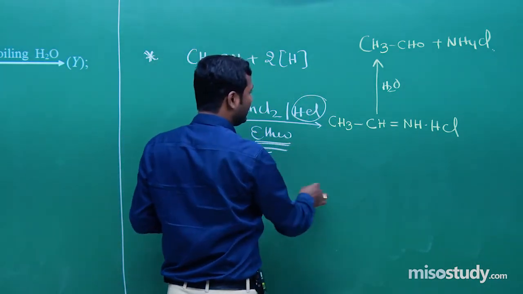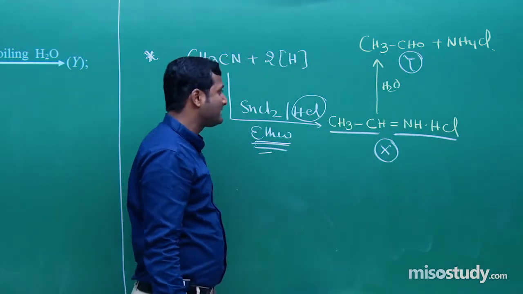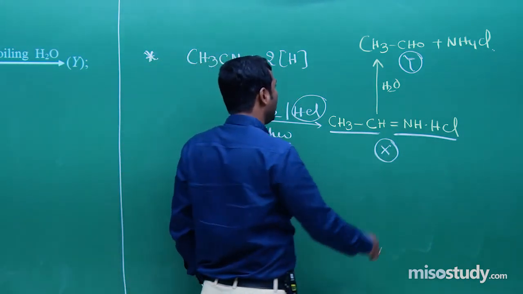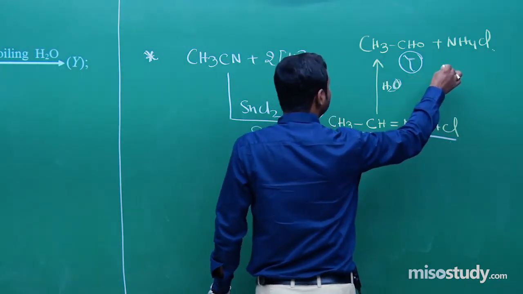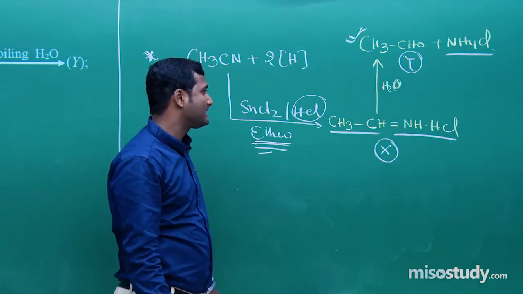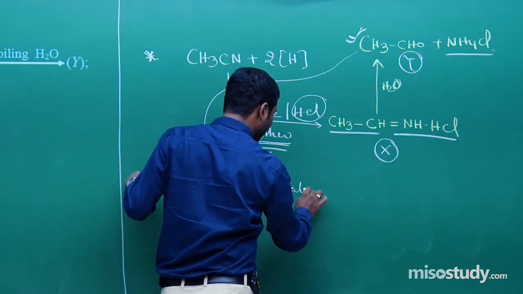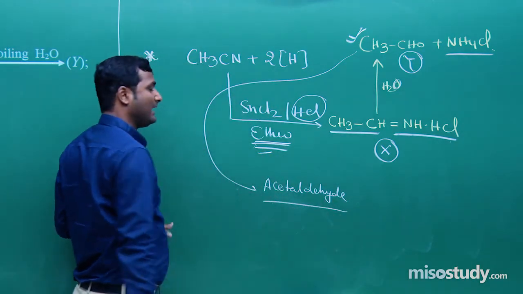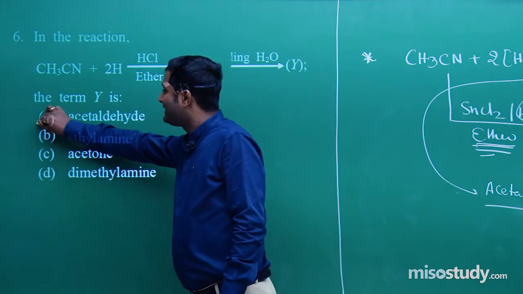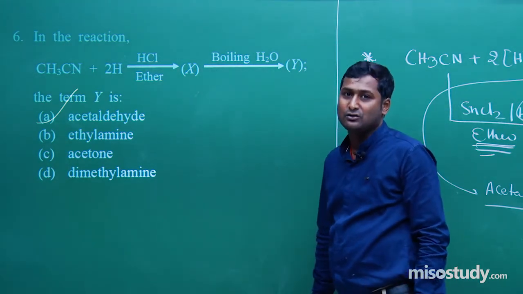With HCl in presence of ether, it gives you first the addition product. This one is X and this one is Y. CH3CH=NH·HCl. What will happen further? There is an addition of H2O, and NH4Cl and CH3CHO are formed. Clear? This one, we know, sir, is acetaldehyde. So what is the answer in this case? The term Y is nothing but acetaldehyde. For question number 6, A is the correct option. Clear, friend? I think now you can easily solve such kind of question.